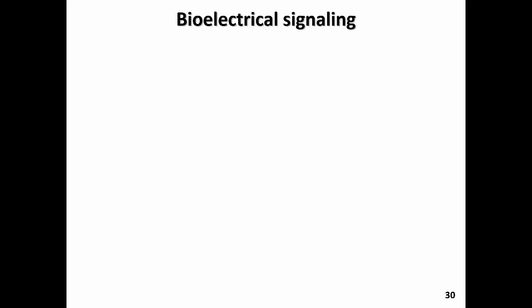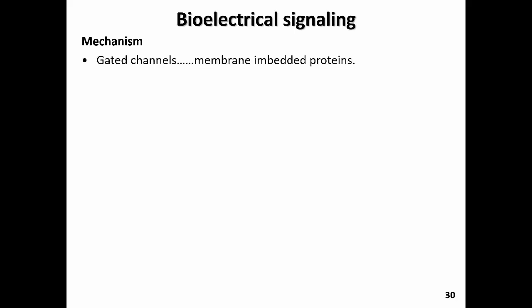It moves whole atoms that happen to be ionized. So in terms of the mechanism for bioelectrical signaling, ion movement in and out of the cell occurs through what are called gated channels. These are proteins embedded in the membrane of the cell, and they have the ability to open a pore in the middle of the protein when signaled. So the protein itself is said to have a gate. And the question here is, what opens the gate?